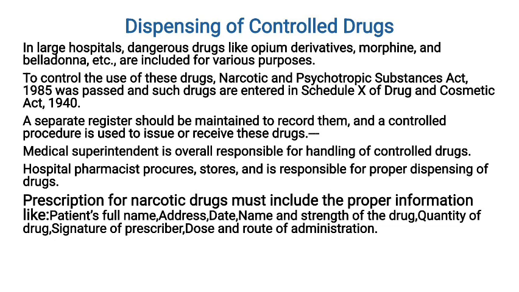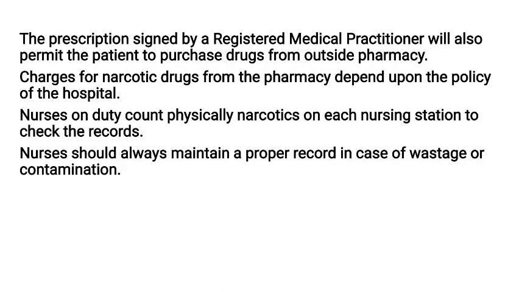Prescriptions for narcotic drugs must include proper information like the patient's full name, address, date, name and strength of the drug, quantity of drugs, signature, prescribed dose, and route of administration. The prescription signed by a registered medical practitioner will also permit the patient to purchase the drug from outside the pharmacy. Charges for narcotic drugs from the pharmacy depend upon the policy of the hospital. Nurses on duty count physical narcotics at each nursing station to check the records. Nurses should always maintain a proper record in case of wastage or contamination.